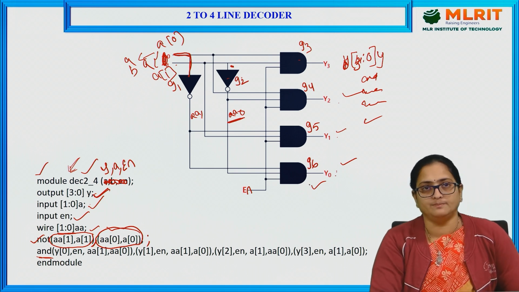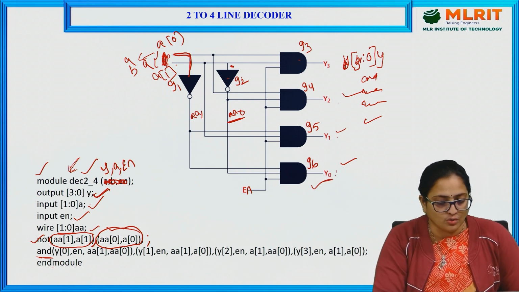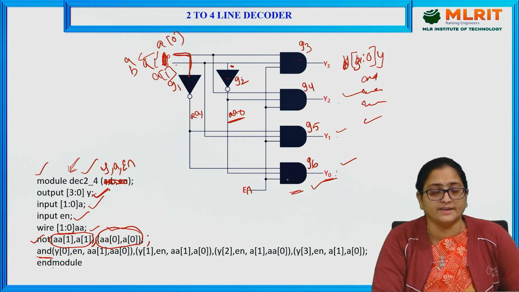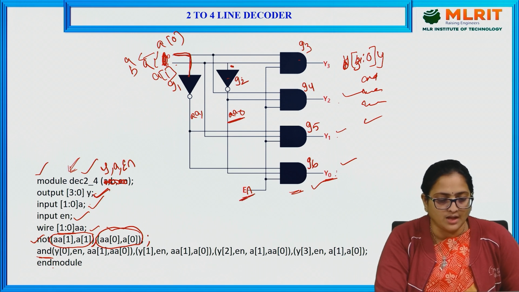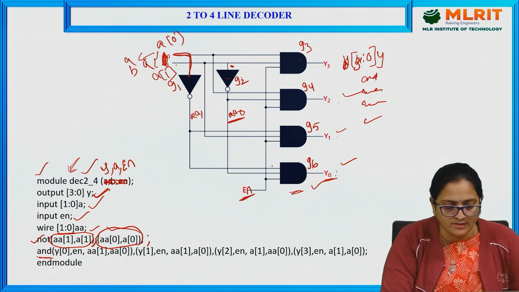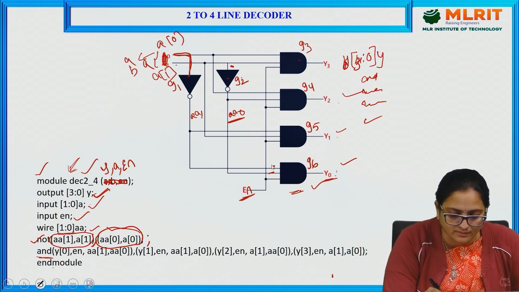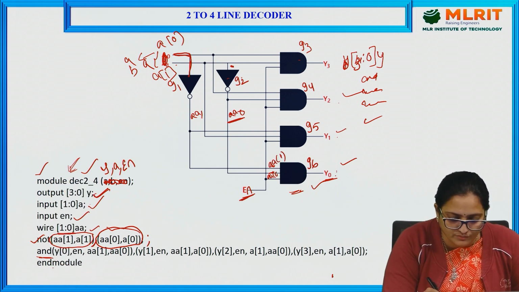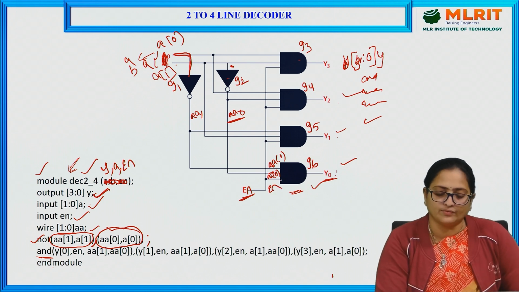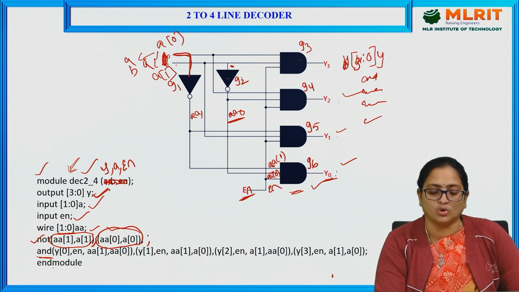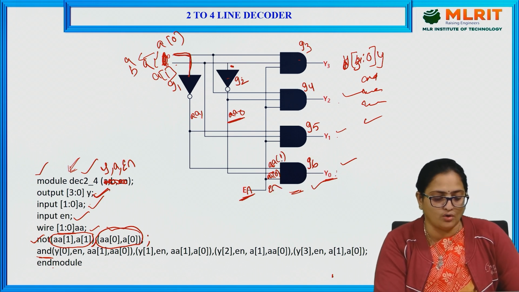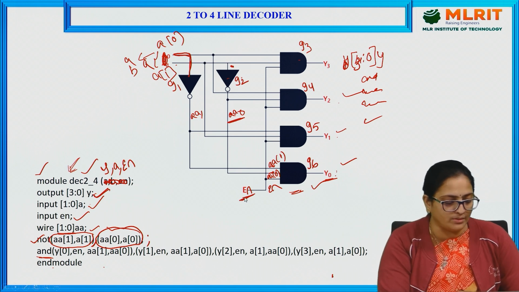See, Y of 0 is the output of this AND gate. So Y of 0, and the inputs of this AND gate are enable, A of 1 and A of 0. So for this AND gate, Y0 is the output and the inputs are A of 1, A of 0, enable, comma.